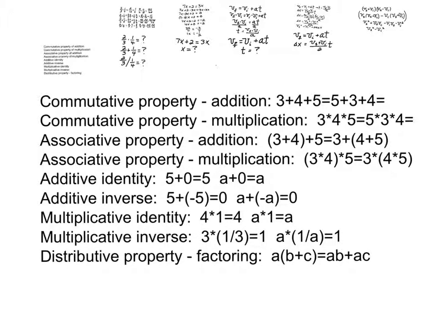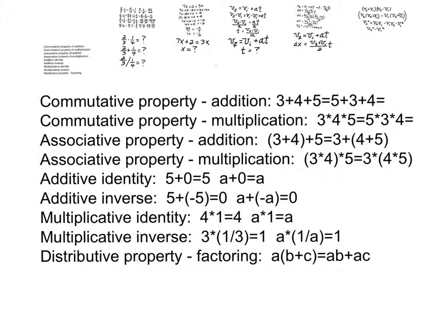To not change things in multiplication, you multiply by a 1. So you can always multiply by a 1. So 4 times 1 is 4, a times 1 is a. And if you want to turn something into a 1 and thus eliminate it from one side of the equation, you multiply by the multiplicative inverse. So 3 times 1/3 gives you a 1, or any number a times its multiplicative inverse 1 over a will give you 1.